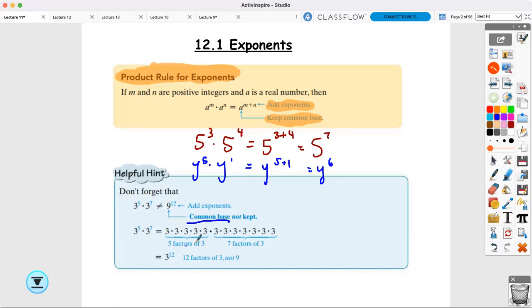If you look at the expansion part, this is the expanded form. You can use the expanded form to help you out, but that's a little elementary. What we learned in high school is that 3 to the 5th is 5 threes, 3 times 3 times 3 times 3 times 3. And 3 to the 7th is 7 threes. In total, we have a whole group of threes, so we add them all up. We have 12 factors of 3, so it's the same thing as 3 to the 12, not 9.